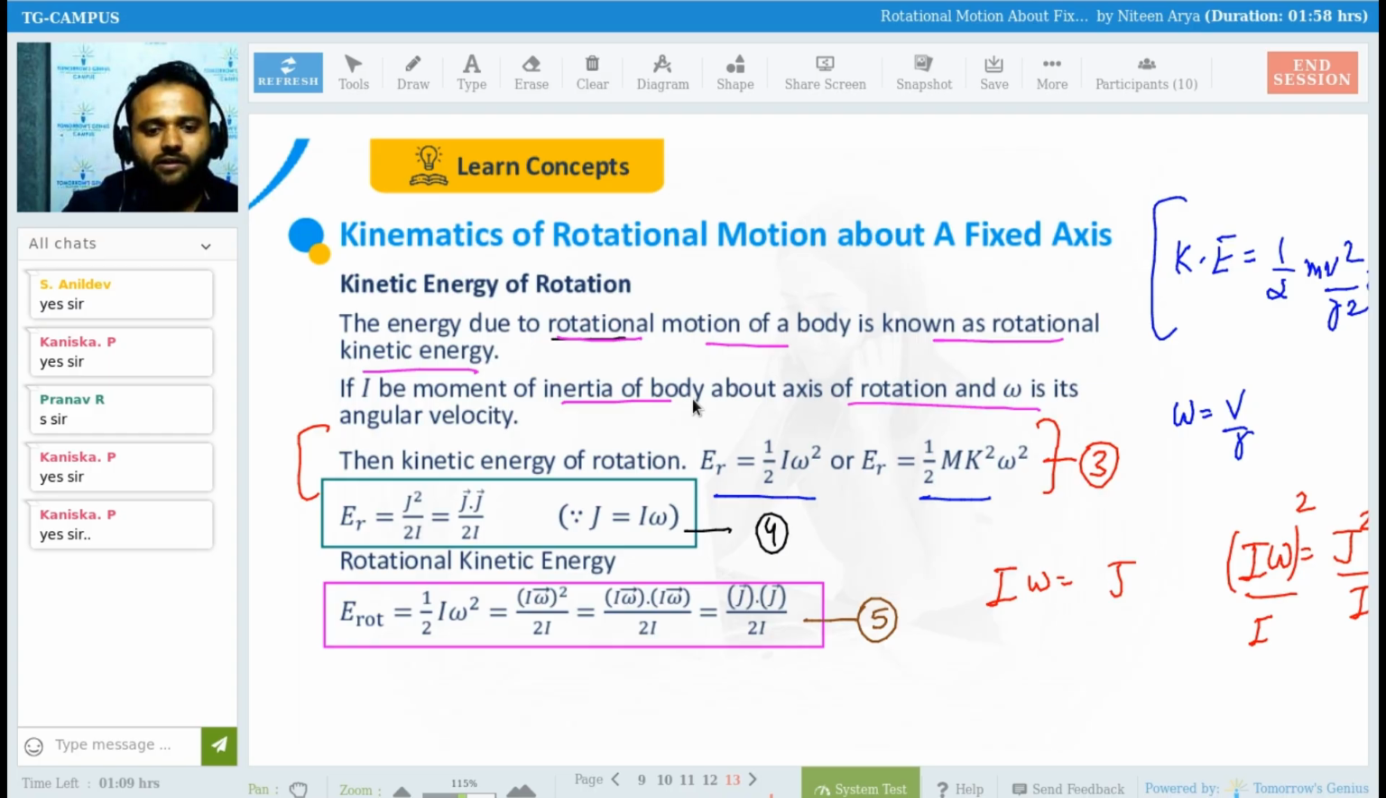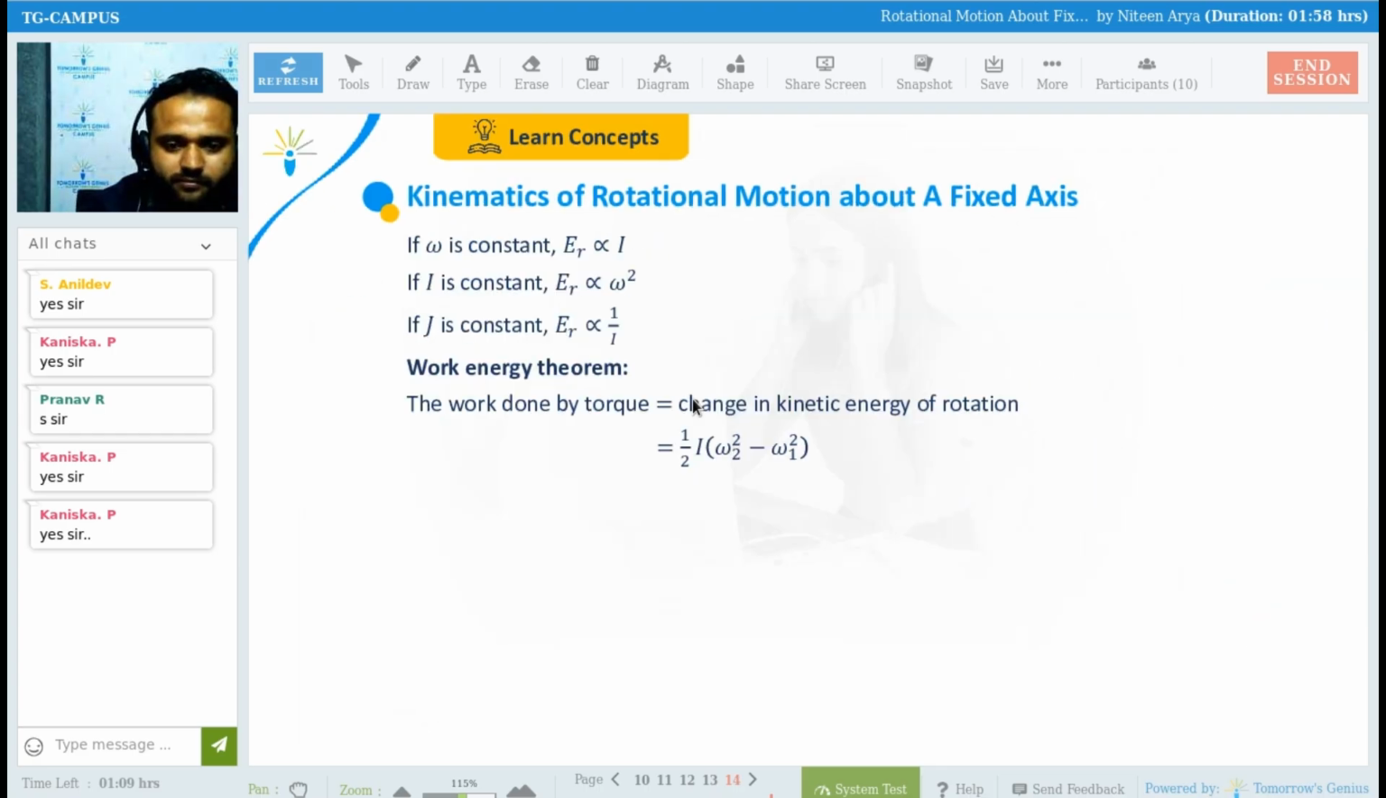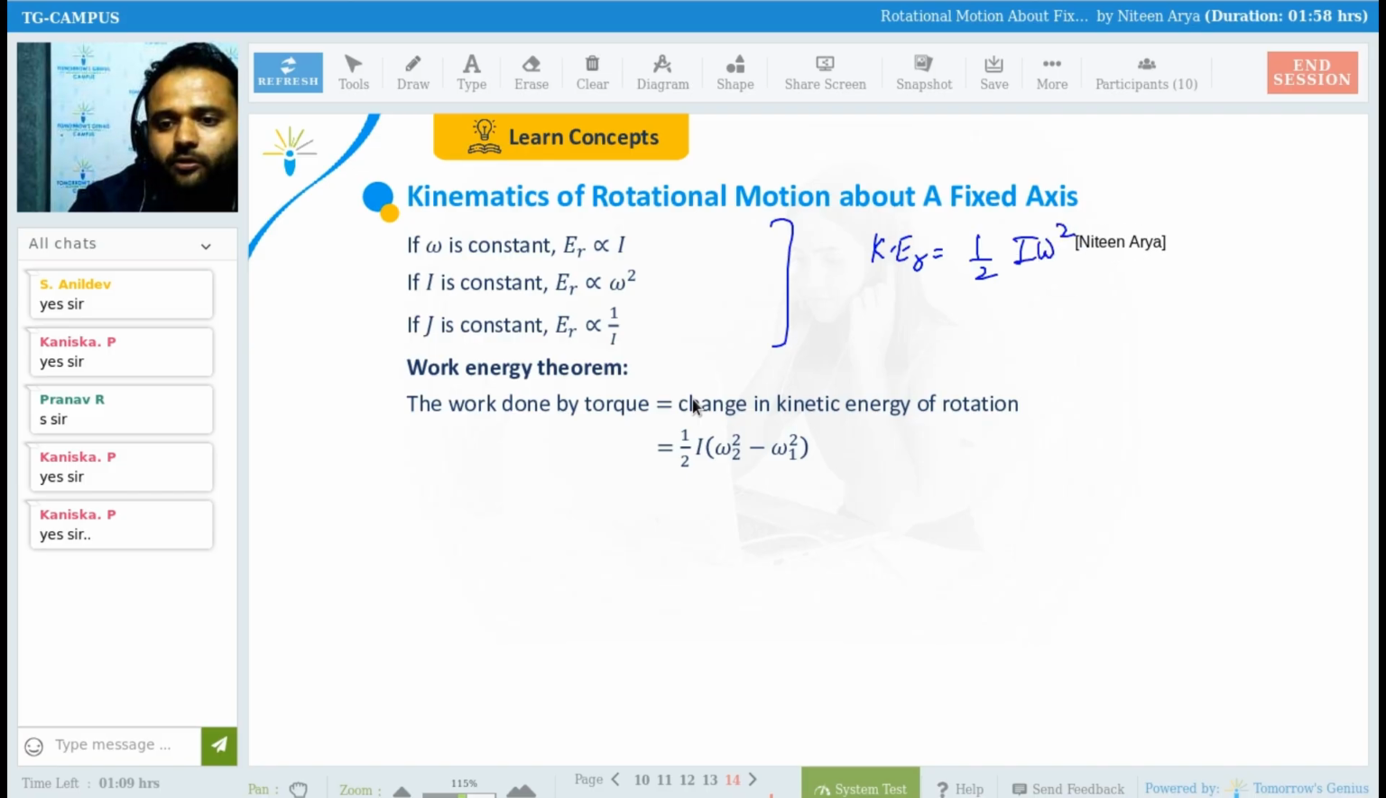Okay, just one more and then I'm going to give a break. Now, I rewrite the formulas. Kinetic energy of rotation is 1 by 2 I omega square. Simple formula.